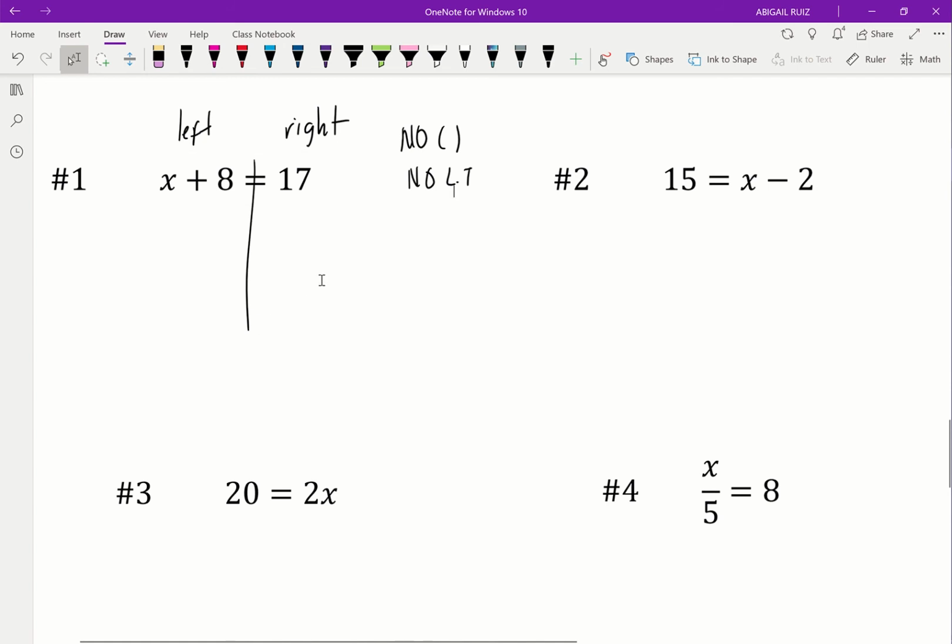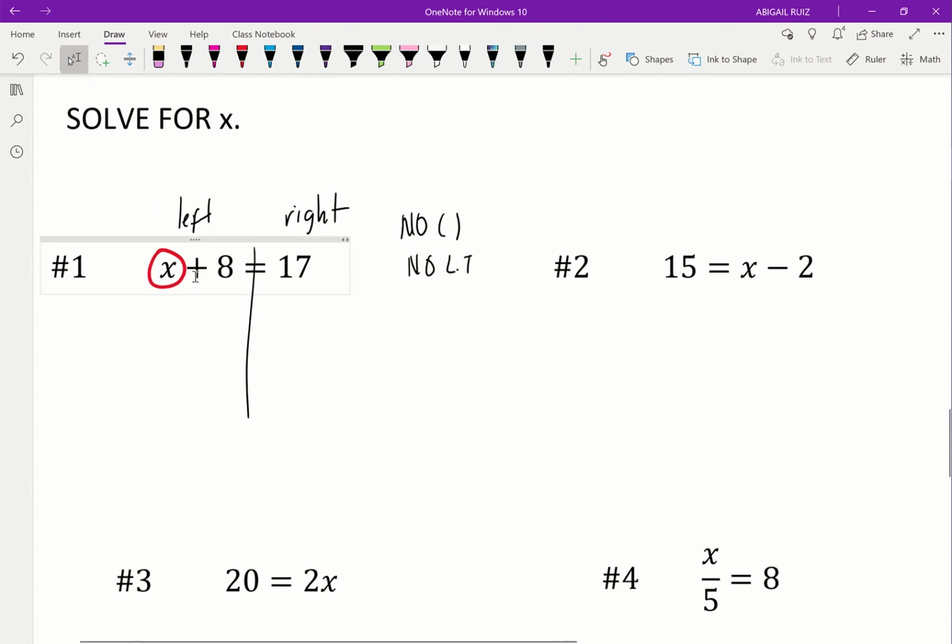What I tell you guys to do in order to know, because this is opposite and divide, is bubble the one that you're solving for if you see more than two terms on that side. Here is the X, that's the one that you're solving for. So you have to get rid of the plus 8. Remember, you're using the properties of equality. If I see addition, I do subtraction. If I see multiplication, I do division, and vice versa. Those are the opposites.